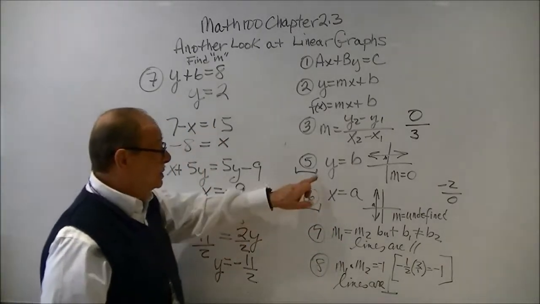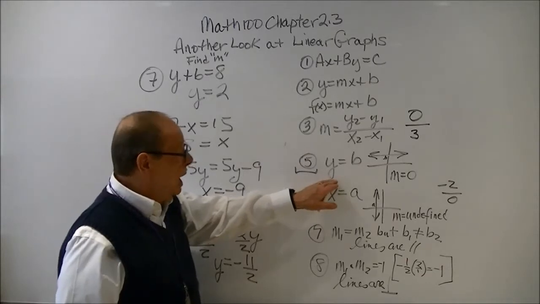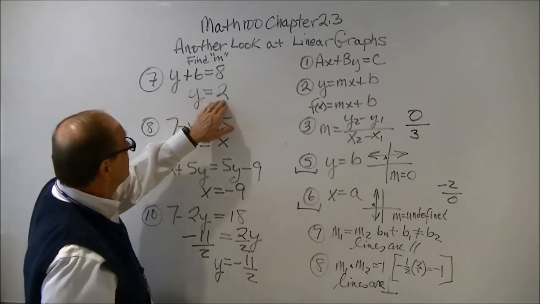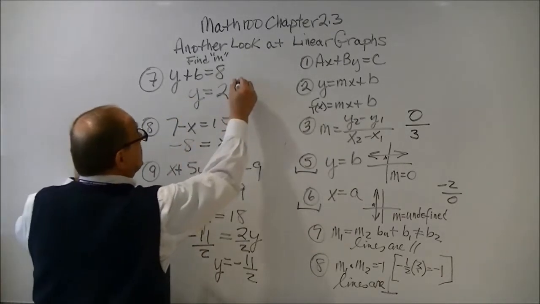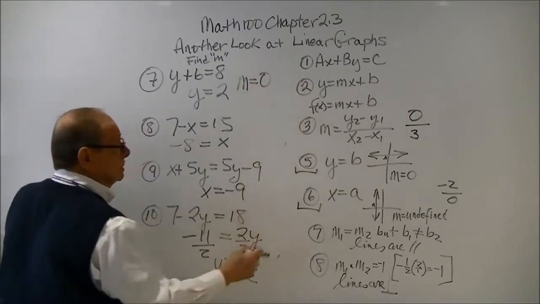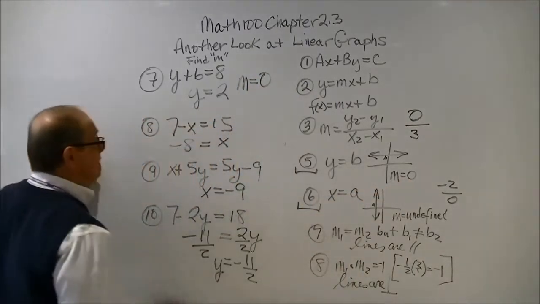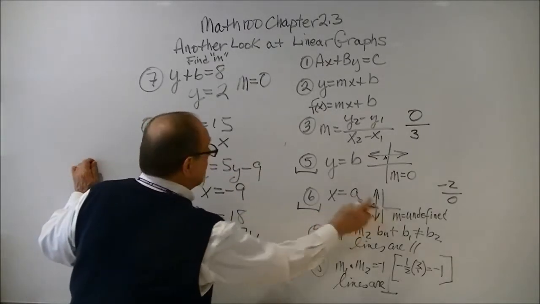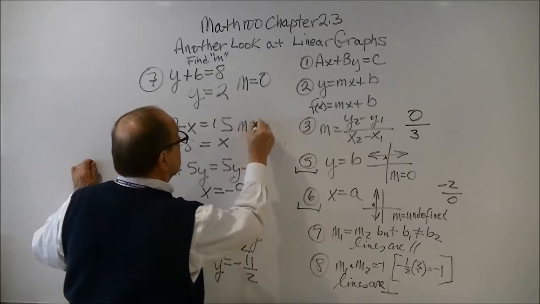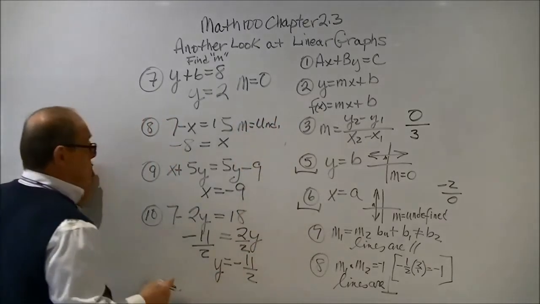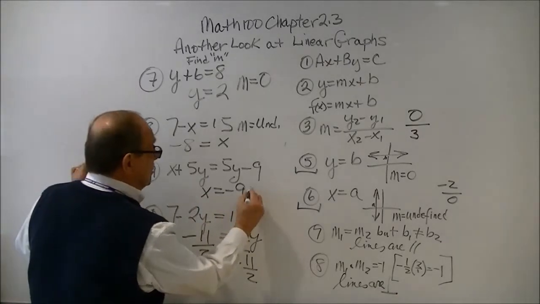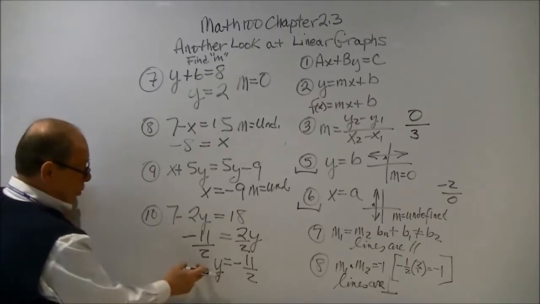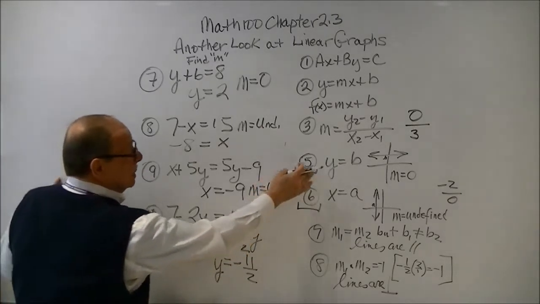Any equation that ends up in the form of y equals the y-intercept, the slope is going to be 0. And we've defined that there. Here x equals a negative 8. That's this equation. The slope is undefined. Here x equals something. The slope is undefined. And this is y equals something. The slope is 0.